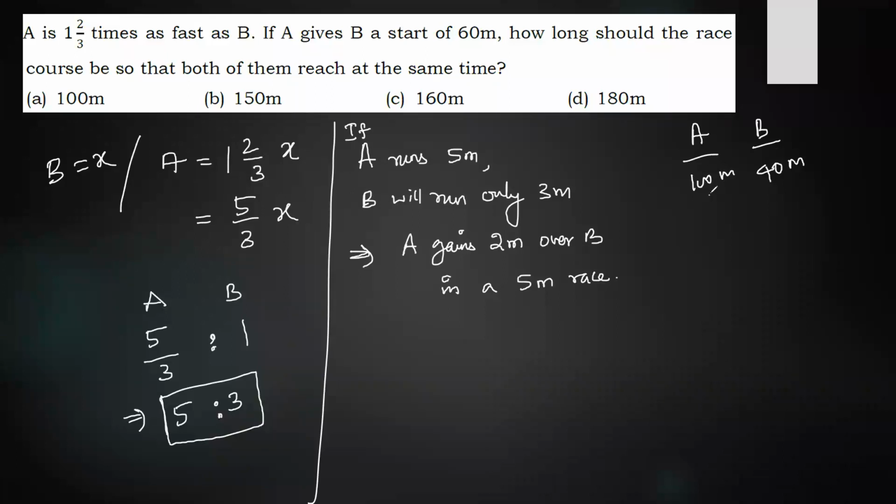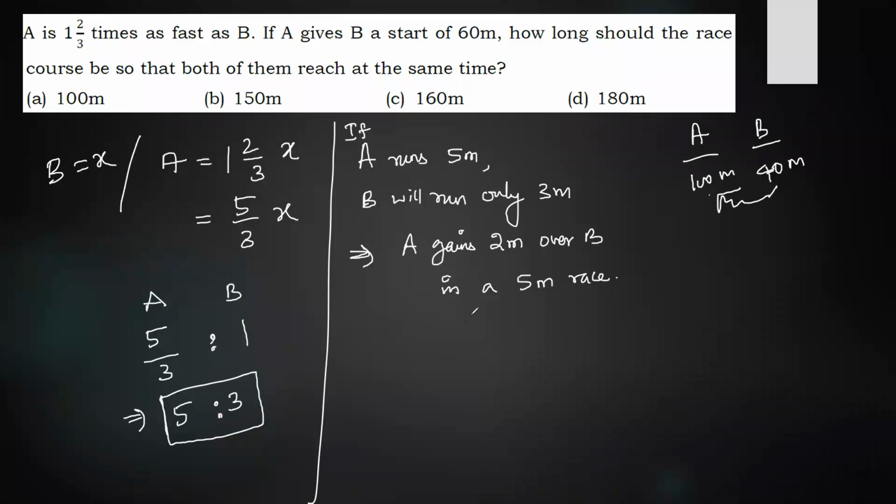Okay, so A gives B a start of 60 meters means A gains 60 meters, right? A gives 60 meters. That is nothing but A is faster. If A runs 100 meters, B will run only 40 meters. That is the meaning, like the previous question. A gives B a start of 60 meters means A runs 100 meters, B runs only 40 meters. The 60 meter lead by A. This is the meaning here. So we know that in a 5 meter race, we have 2 meter gain, right? Therefore, for 60 meters, what is the gain?